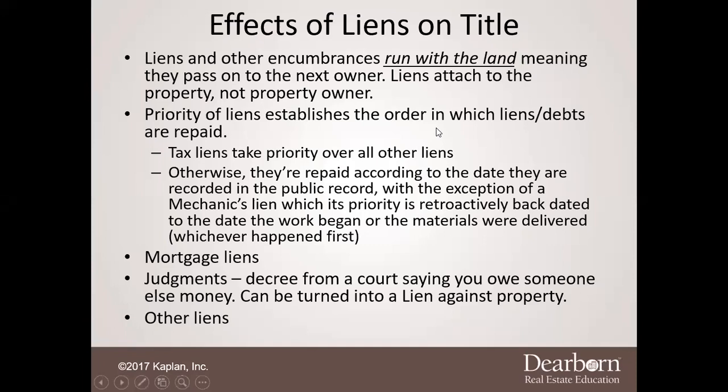So the priority of those liens: they are repaid according to their priority, and taxes take priority over all other previously recorded liens. Otherwise, they're paid according to the date they're recorded in the public record, with the only exception other than taxes being the mechanics lien, whose priority is retroactively backdated to the date the work began or the materials were delivered, whichever happened first. And they don't have to go get a judgment against you.